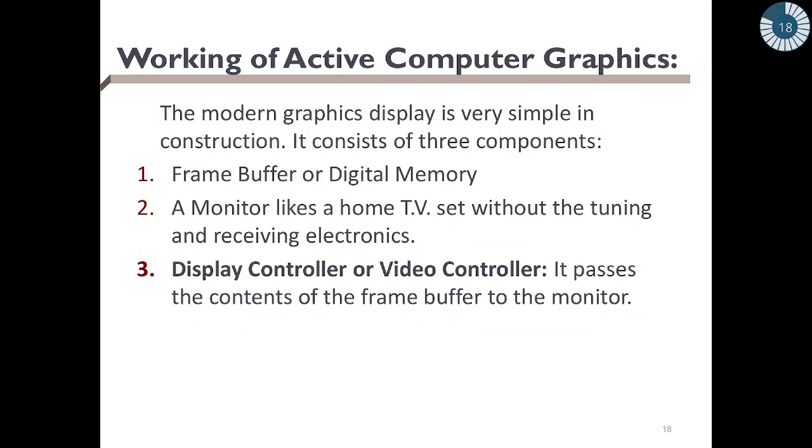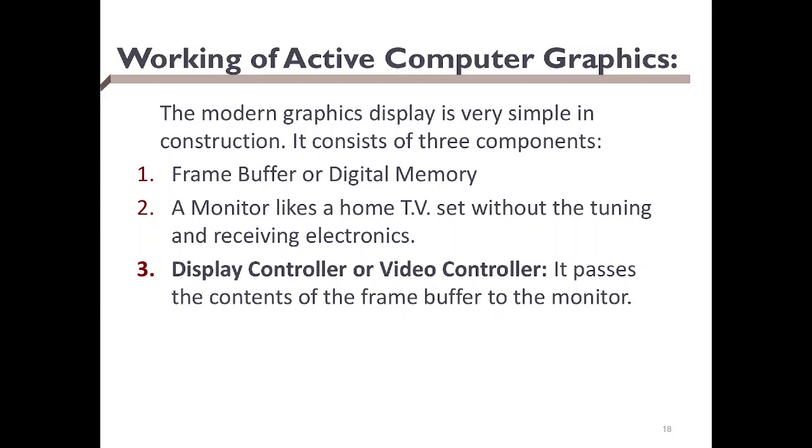So, working of an active computer graphics. The modern graphics display is very simple in construction. It majorly consists of three components, and this is the active computer graphics, the one that you can interact with. We have the frame buffer or the digital memory. The frame buffer is one of the three components of an active computer graphics system. We have a monitor, like a TV, for example.